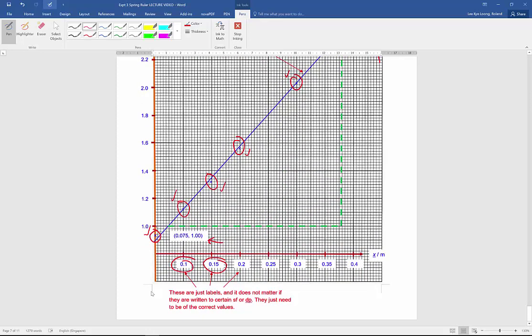We will upload this exemplar on the practical section of the Google site.